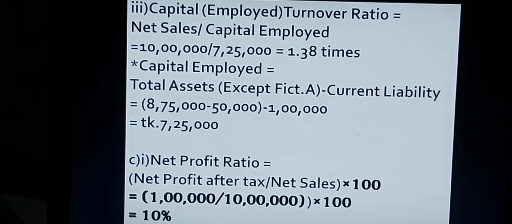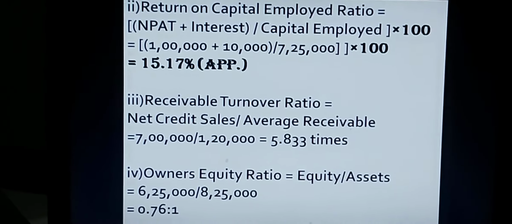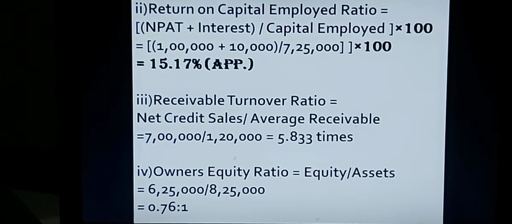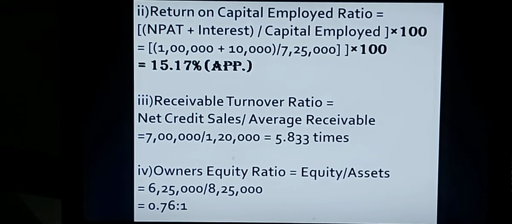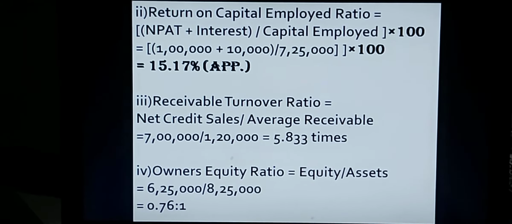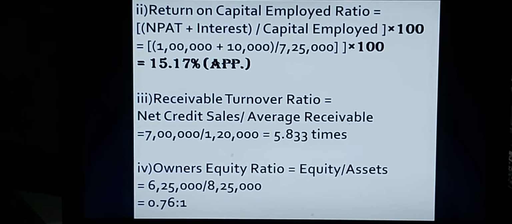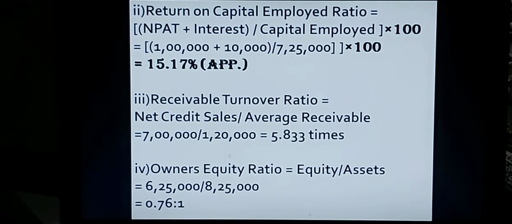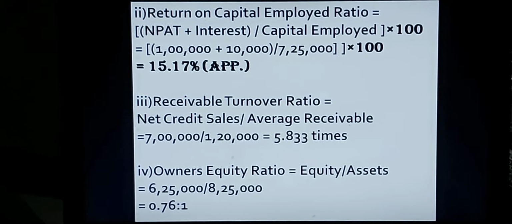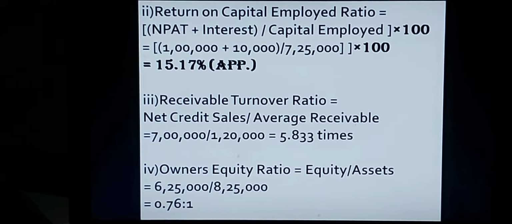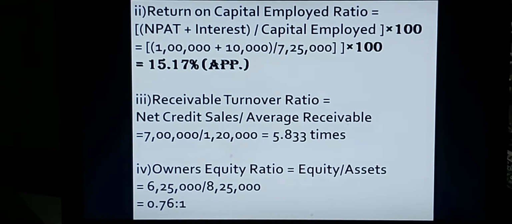The second ratio for requirement C is the return on capital employed ratio. This is a very, very important ratio in the ratio chapter, or analysis of financial statements. Return on capital employed ratio is equal to net profit after tax, that is NPAT, plus interest, divided by capital employed, into 100.